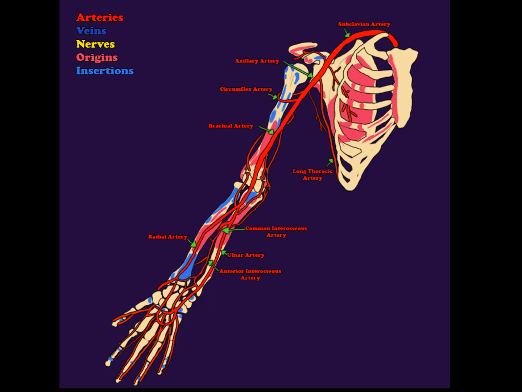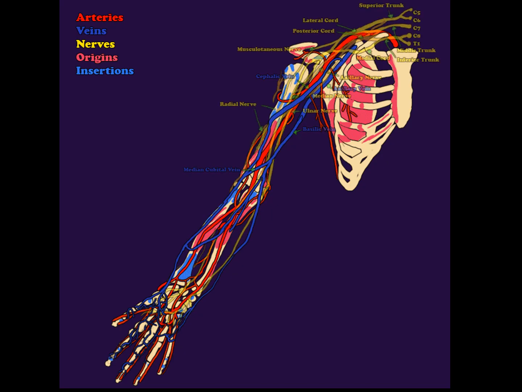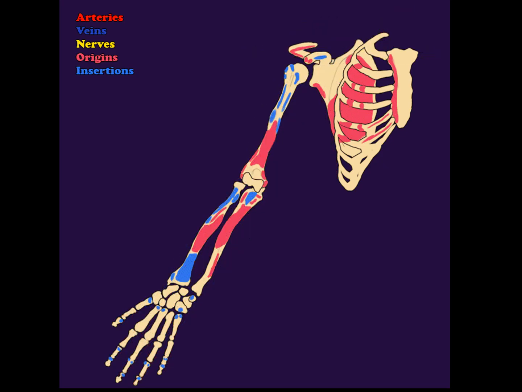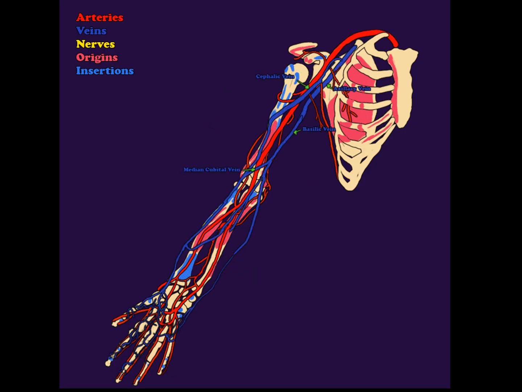You can see here the major arteries of the upper limb, superficial veins of the upper limb, and the brachial plexus and the branches of the brachial plexus. Also, you can repeat here the origins and insertions of the muscles of the anterior compartment of the arm and anterior compartment of the forearm.